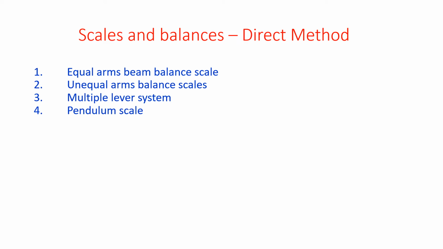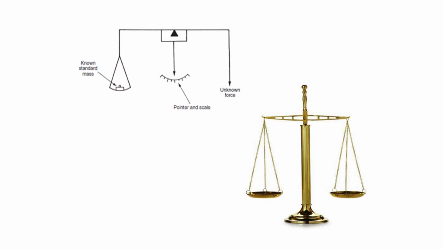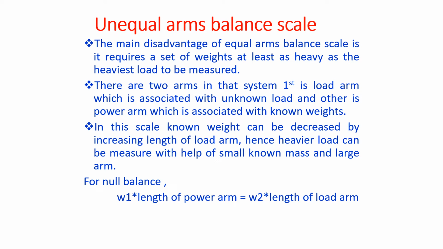In the direct method, there are four ways we can measure the force: equal arm beam balance scale, unequal arms, multiple lever, and pendulum scale. We will discuss them one by one. The equal arm balance, the diagram goes like this. Whenever we go to a shop, we can see this type of equal mass balancing equipment. This is one way of measuring.